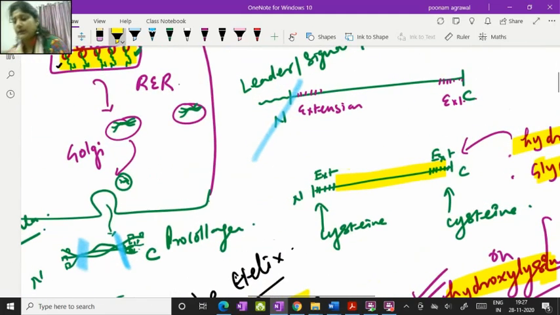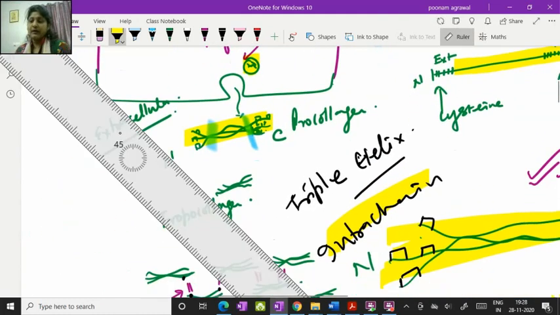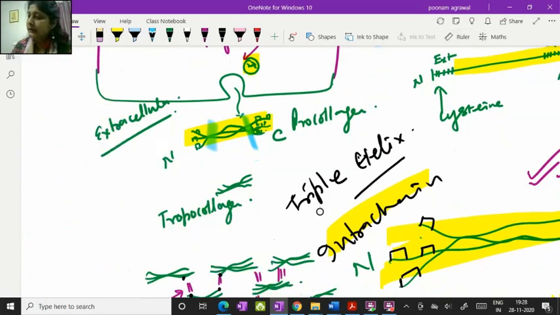And in the Golgi apparatus, it is then given to vesicles, which are going to fuse with the membrane, and these vesicles are going to secrete the procollagen in the intact triple helical fashion in the extracellular matrix. And the extracellular matrix is waiting for this triple helix procollagen, and there are peptidases waiting for it. We have N-terminal peptidase and C-terminal peptidase, which are going to cleave the extension peptides, giving you a very neat triple helical structure, which is called tropocollagen.